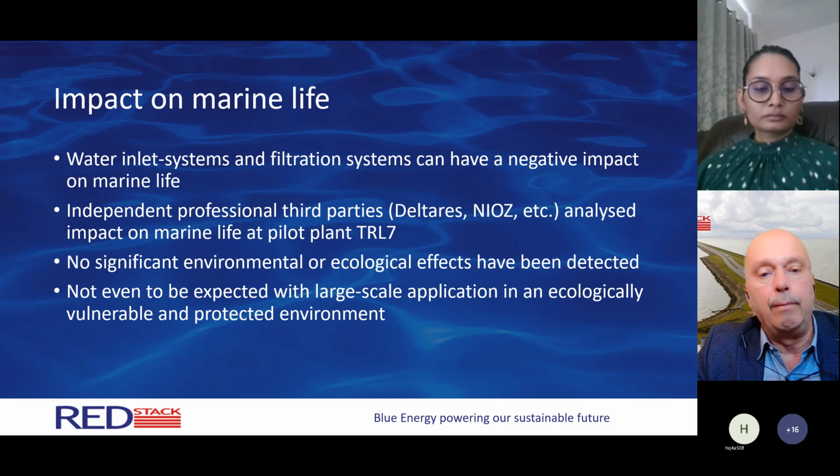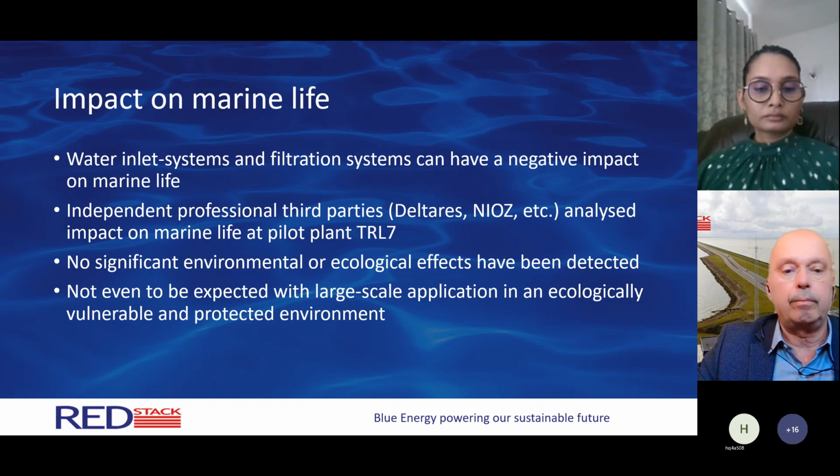So even when we can do it in the ecologically sensitive area, there's very important information that in a harbor, in an average river, it will be good to go from an environmental point of view.